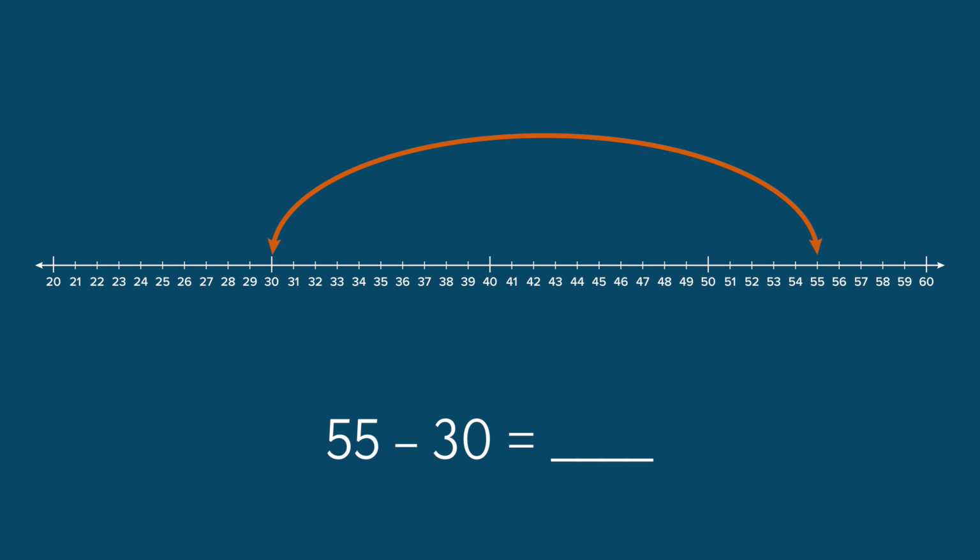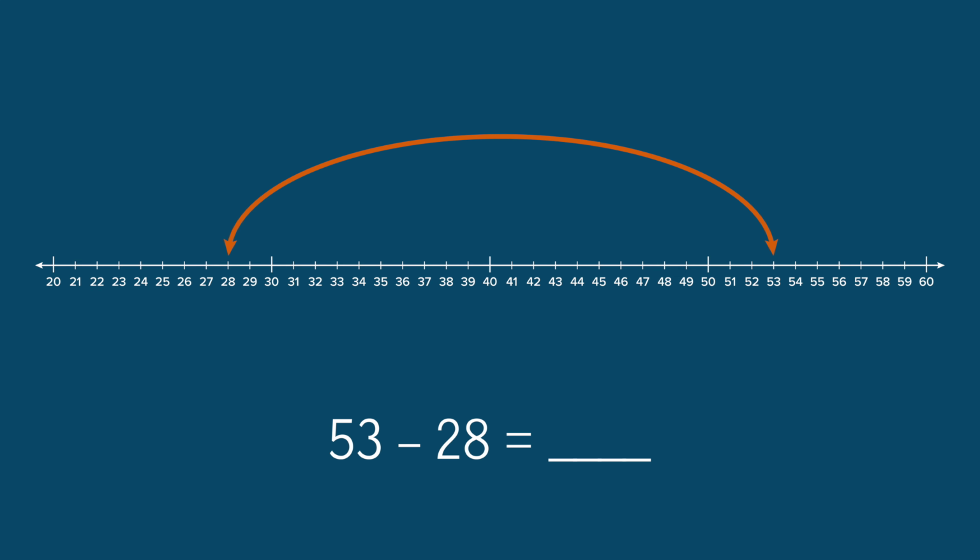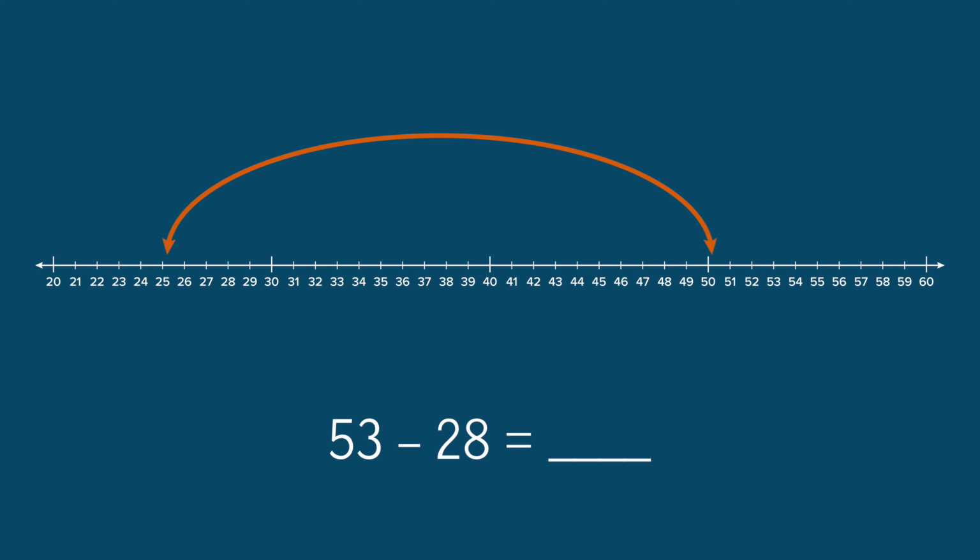Notice how the jump has not changed, which means the difference has remained constant. Is it easier to calculate 55 subtract 30 in your head? I think so. And we have done that simply by adding 2 to each number. But you might prefer to move the jump to the left like this. Is 50 subtract 25 easier to calculate in your head? Absolutely. And all we did was subtract 3 from each number.